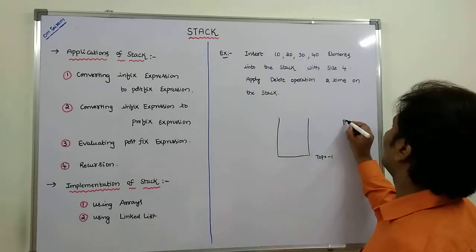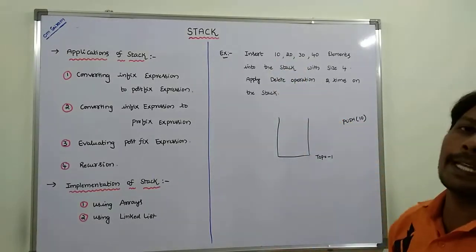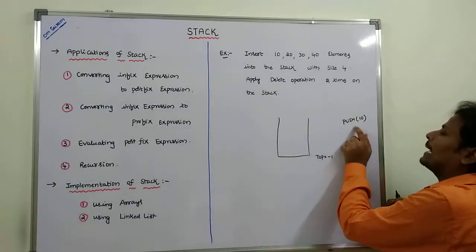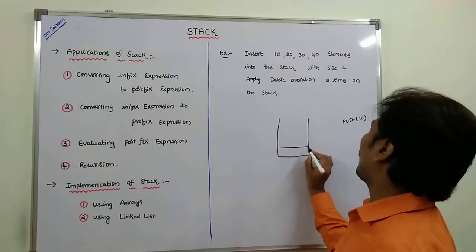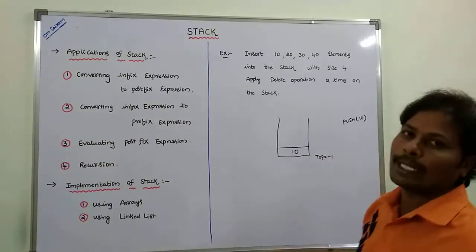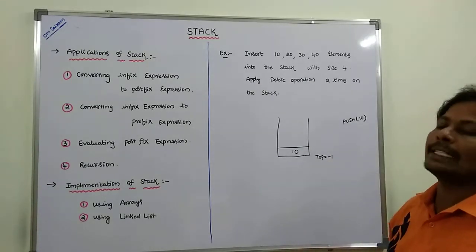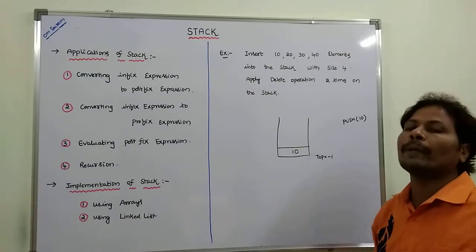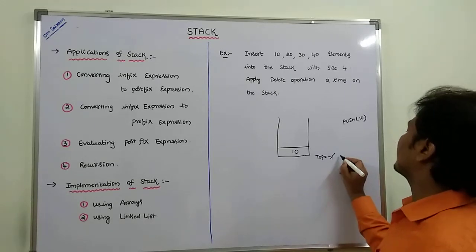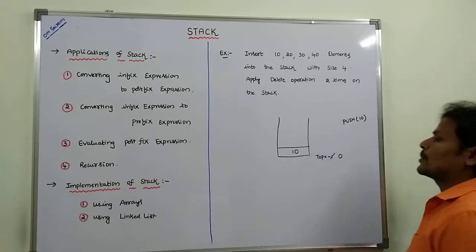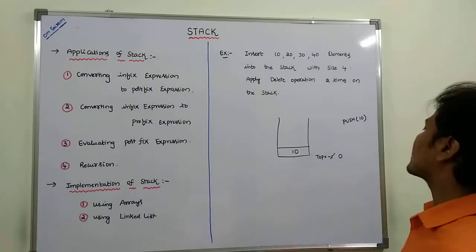First we are performing push of 10. First element is 10. Push of 10 means inserting the element 10 into the stack. Before inserting the element 10 into the stack, first top is incremented. So now top -1 is incremented to 0. Then the element 10 is inserted into the stack.